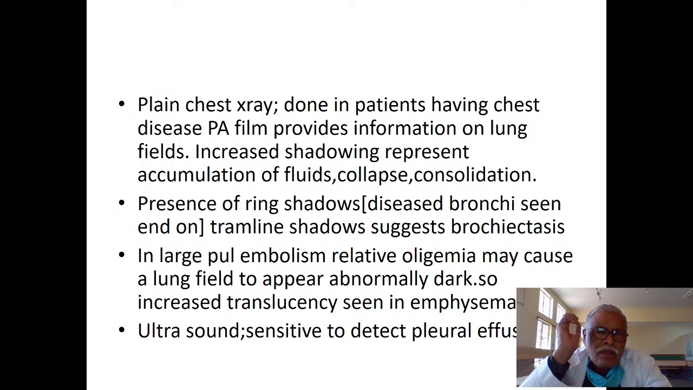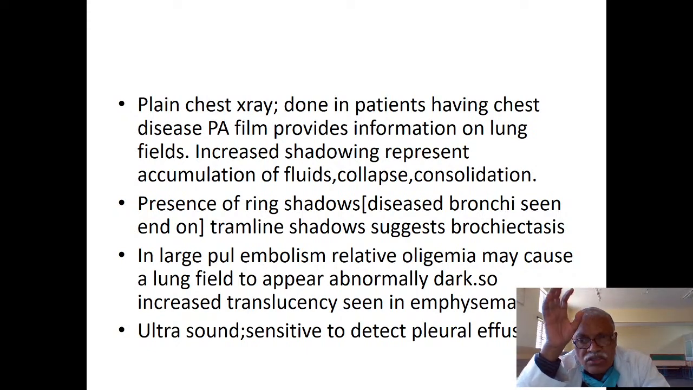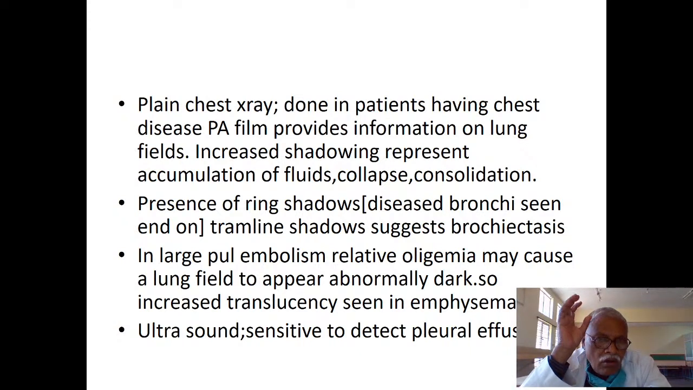And next is the plain chest X-ray. It is done in patients having chest disease. The PA film provides information on lung fields, and increased shadowing represents accumulation of fluid or collapse or consolidation. And the presence of ring shadows and diseased bronchi seen on end-on view and tram line shadows suggest bronchiectasis. A large pulmonary embolism causes relative oligemia and may cause a lung field to appear abnormally dark, so increased translucency is seen in emphysema.